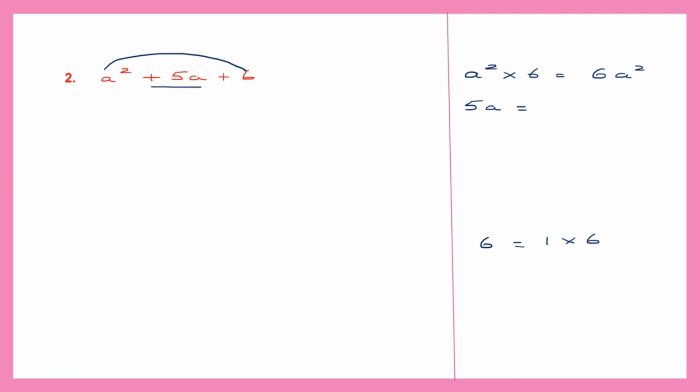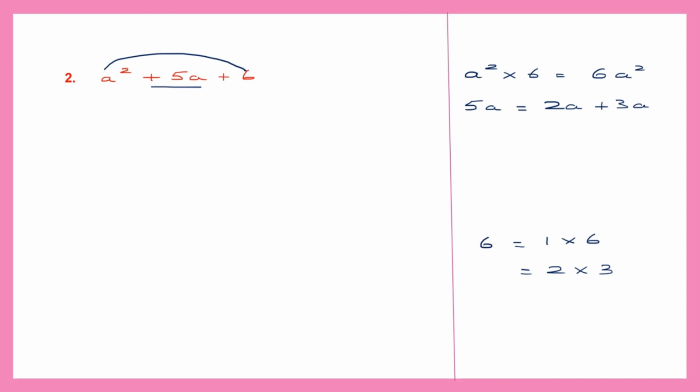So let me look at other factors of 6. Now what about 2 and 3? 2 3's are 6. If I multiply 2 into 3, I will get 6. If I add 2 plus 3, I will get 5. So I can take 2 as my first term and 3 as my second term. When I add this up, 2a plus 3a, I get 5a. When I multiply 2a into 3a, I get 6a square. So I can split my 5a into 2a plus 3a.